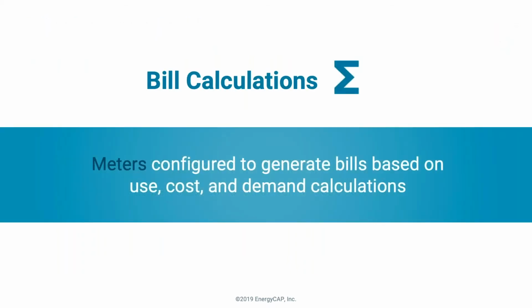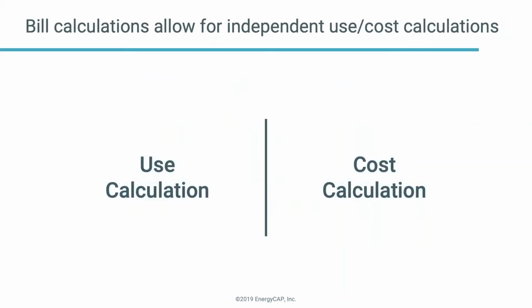Next, I'd like to move on to our bill calculations. Bill calculations are configured on meters, and specifically they're meters that are configured to generate brand new bills based on use, cost, and demand calculations that you configure within EnergyCAP. Bill calculations are really powerful because you can independently configure the way use should be calculated, separate from how cost should be calculated. Both parts of the bill can be calculated through this process, but they don't have to rely on one another. And that gives you a lot of flexibility as either an accountant or as a facility manager when you're creating your calculations.